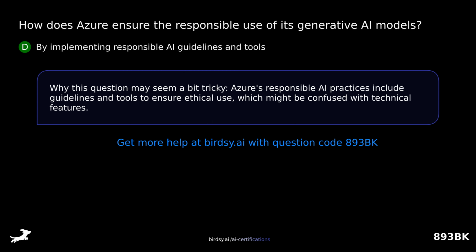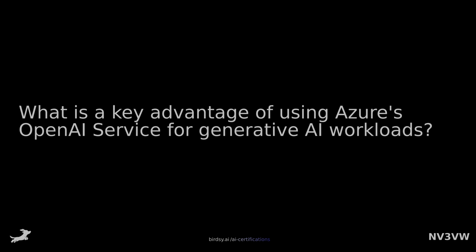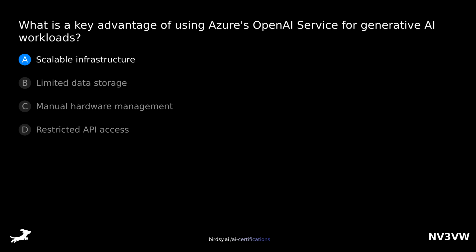Why this question may seem a bit tricky. Azure's responsible AI practices include guidelines and tools to ensure ethical use, which might be confused with technical features. What is a key advantage of using Azure's OpenAI service for generative AI workloads? Is it A, scalable infrastructure, B, limited data storage, C, manual hardware management, or D, restricted API access?